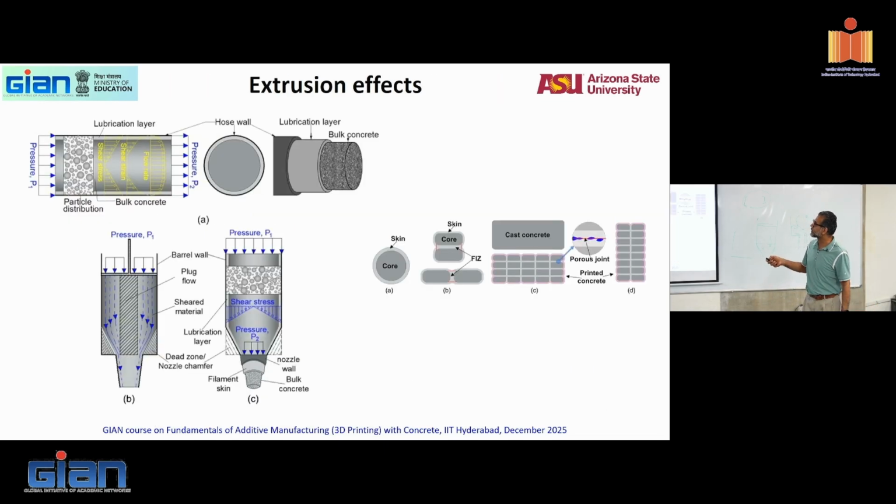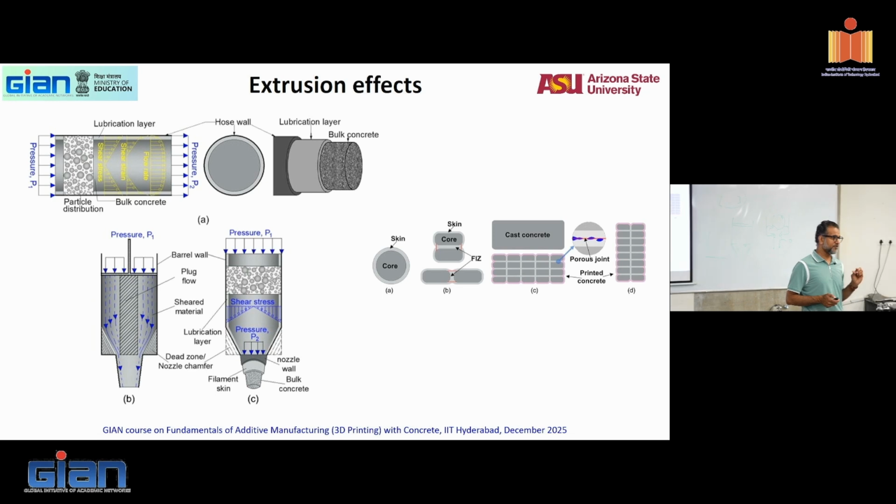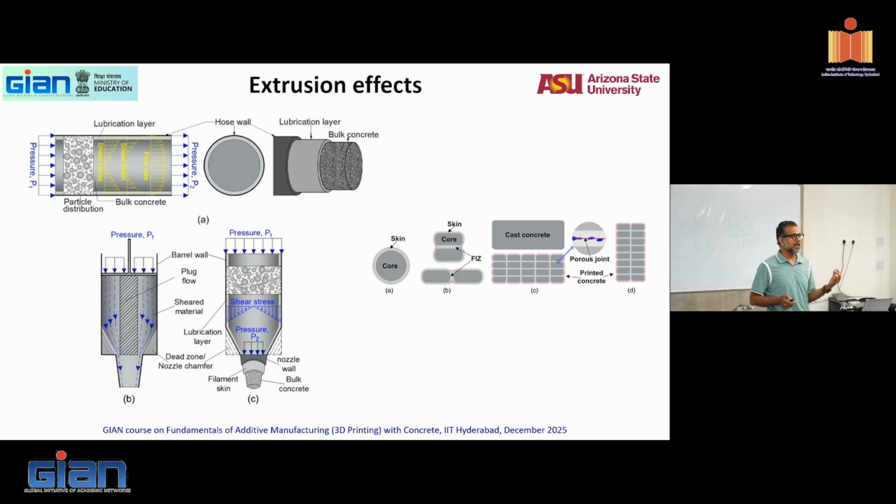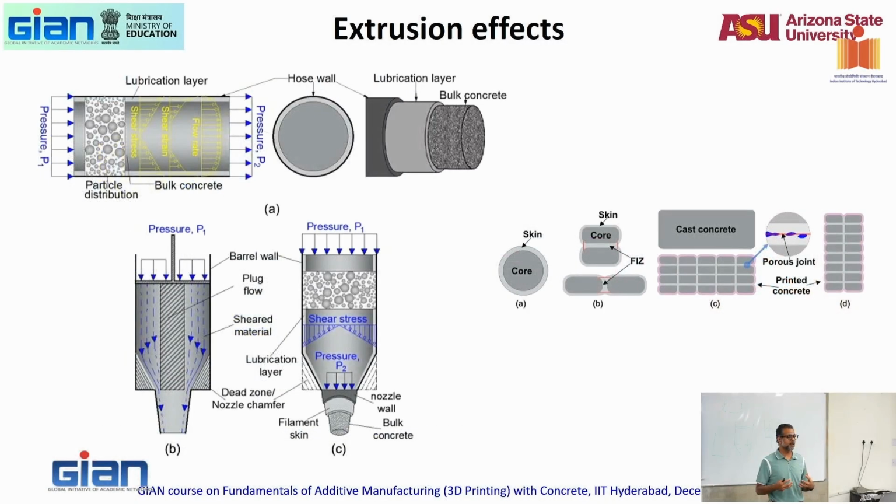Okay, so what happens with your lubrication layer? When your extrusion comes out, you have bulk concrete, you have a lubrication layer. Now, if your lubrication layer is thick enough, what does that mean? Lots of water that was part of your concrete is now stuck in the lubrication layer. What you're getting is a water deficient mix that is coming out.